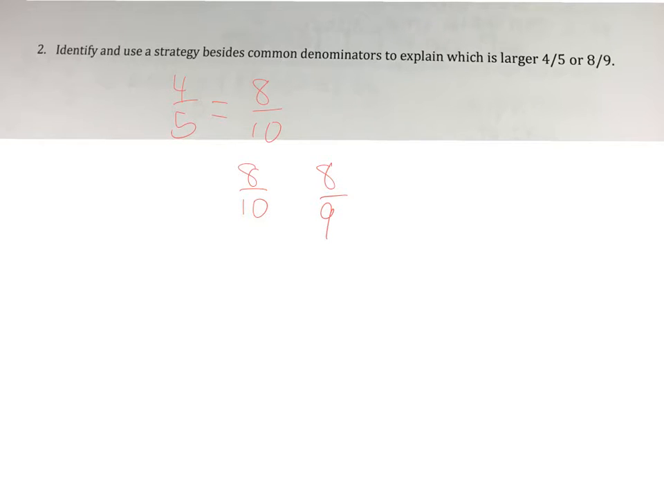And we can say, well, we know that if we take a whole and divide it into 10 parts, those little parts are smaller than if we took a whole and divided it into 9 parts. So 8 of these smaller pieces would be smaller than 8 of these larger pieces. So 8/9 is larger than 4/5. So this is the common numerator way.